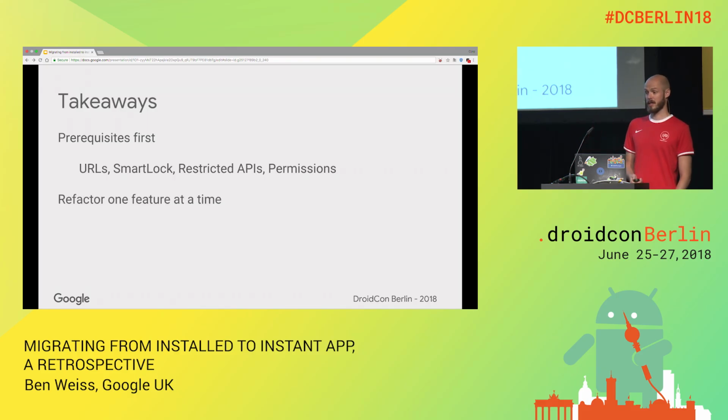Also refactor one feature at a time. Don't try and do everything at once. Just take the first feature that you think makes sense and put everything in a base module and then just take it step by step. Because if you go for everything at once, you will have an app that you can't ship anymore.